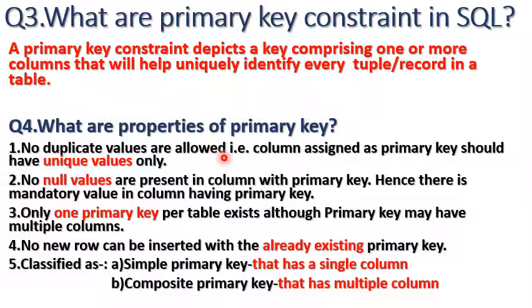The fourth question is, what are properties of primary key? No duplicate values are allowed, that is, the column assigned as primary key should have unique values. No null values are present in a column with primary key. Hence, there is a mandatory value in the column having primary key. Only one primary key per table exists, although a primary key may have multiple columns. No new row can be inserted with an already existing primary key.